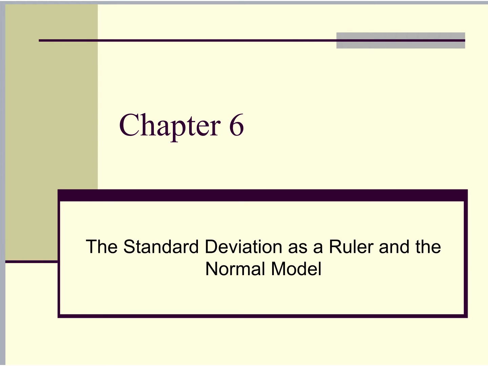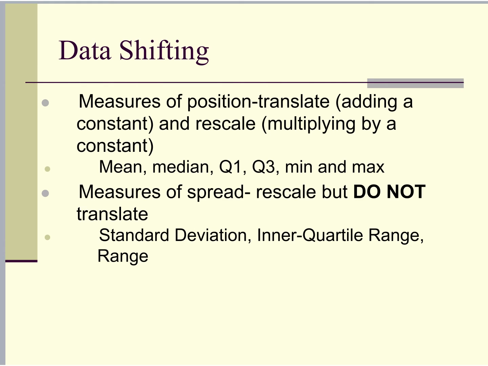We are looking at Chapter 6, which is our introduction to the normal model and using standard deviation as a ruler. The first thing we talk about is data shifting. How do the summary statistics change when we change the data? For example, what happens if we added 10 points to everybody's quiz score? What if we multiplied the quiz score by 3 to make it out of 30 instead of 10? How does that change our statistics, which is the mean, the median, the Q1, the Q3, the min, the max, standard deviation, interquartile range, and the range?